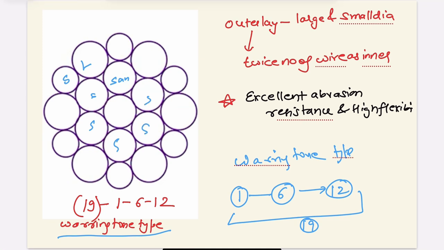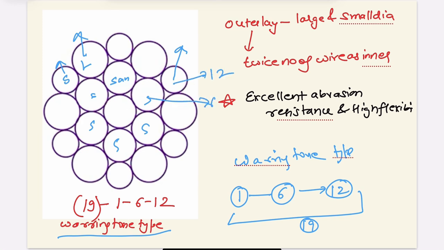But the outer layer has a combination of small circle and larger circle. Okay, it is clear. And this outer layer has twice the number of wire ropes, or circles if we call them circles, as compared to the inner layer. Here the inner has 6 and the outer has 12.